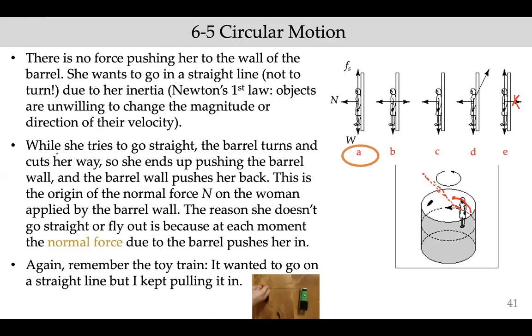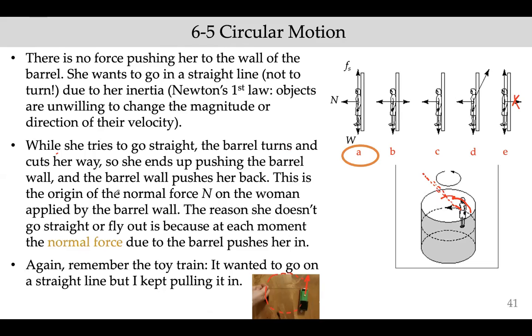It's just like when I was pulling the train all the time. The train wanted to go straight, but at each moment, I was pulling it in. So at the end of the day, the train was actually making a circular motion. Same thing happens here. She ends up pushing the barrel wall because the barrel cuts her in. So the barrel comes here, so she cannot go straight. But again, this force is shown on the person. There's no force in this direction on the person, but of course on the wall there's such a force.